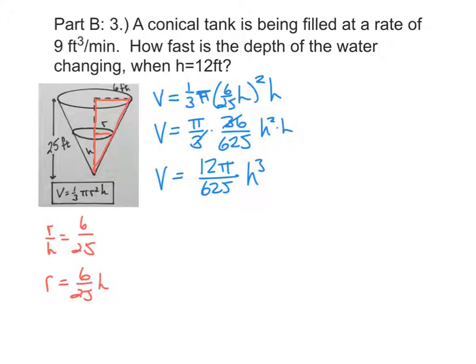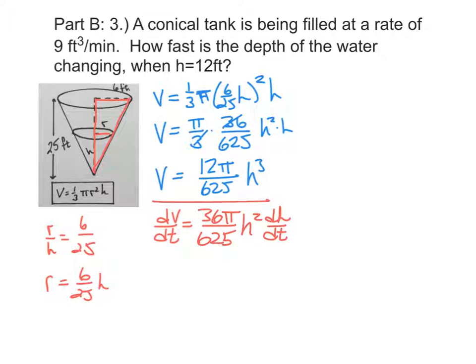We want to determine how fast the depth of the water is changing. So we want to find out how fast H is changing, dH/dt, when H is 12. Since we want to find dH/dt, we take the derivative with respect to time. So the volume, when it changes, will be dV/dt. Here we'll use the power rule. So 3 times 12 is 36 pi over 625, H squared dH/dt.